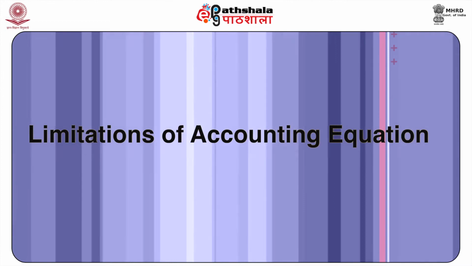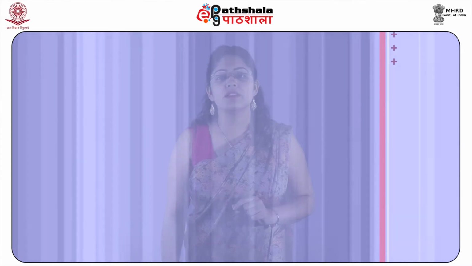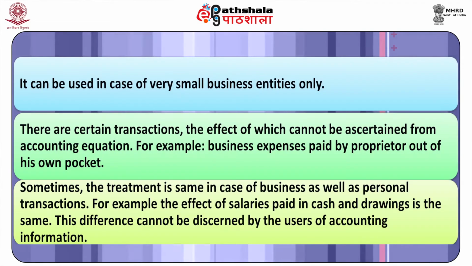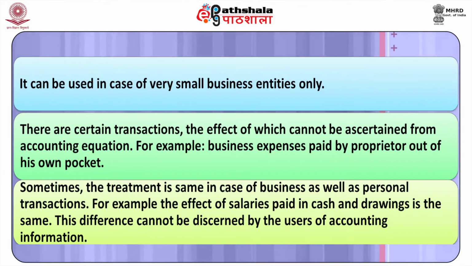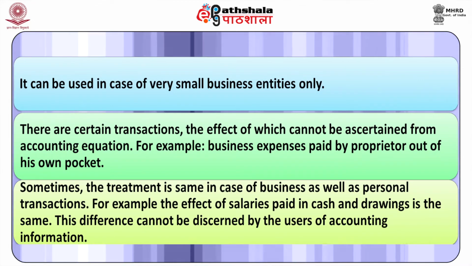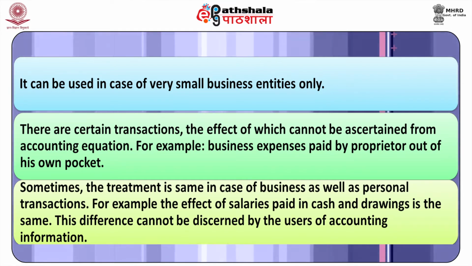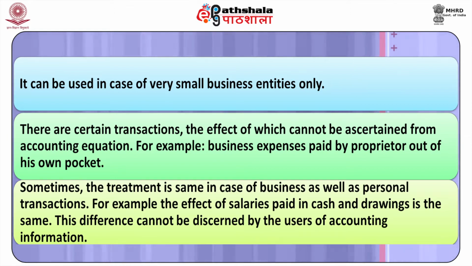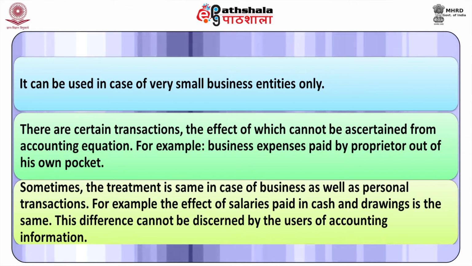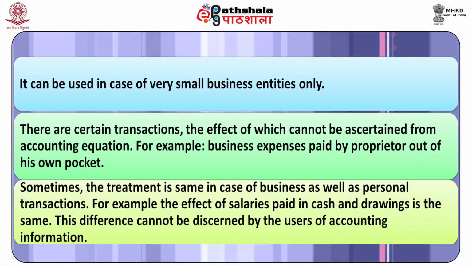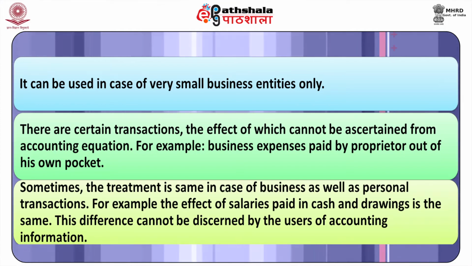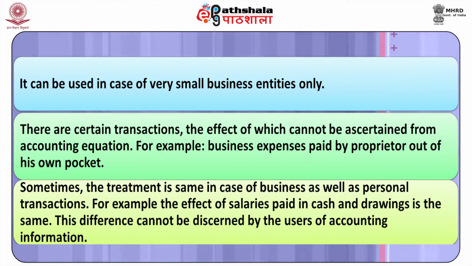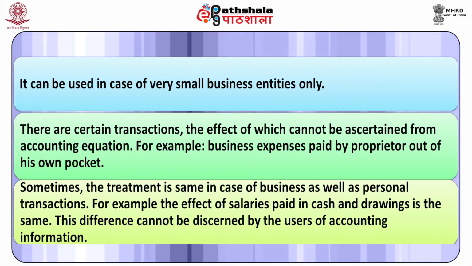Now come to limitations of the accounting equation. The accounting equation approach suffers from the following drawbacks. First, it can be used in case of very small business entities only. Next, there are certain transactions the effect of which cannot be ascertained from the accounting equation. For example, business expenses paid by proprietor out of his own pocket.